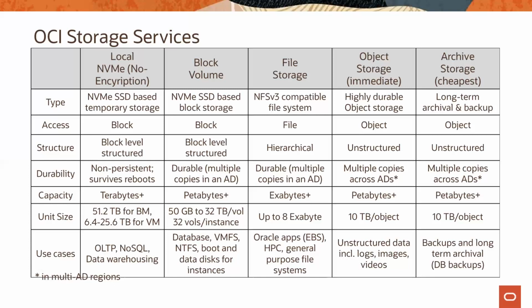But the point for the archive storage is that it is the cheapest storage option. You can see the pricing in the course, about 10 times cheaper than the rest of the storage. But you need to understand this is not immediate. You have to wait some time until archiving. If you want something immediate, then you have to use the object storage. So what's the object storage used for? It's for unstructured data in general: logs, images, videos, and so on.